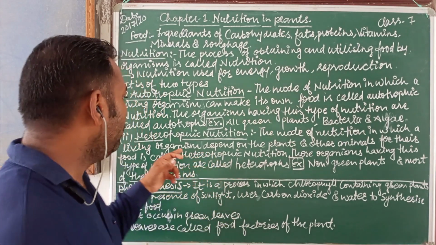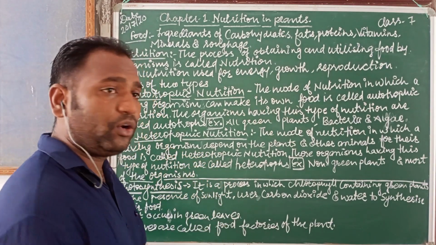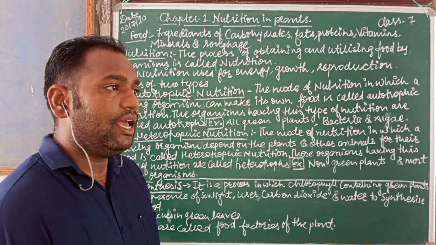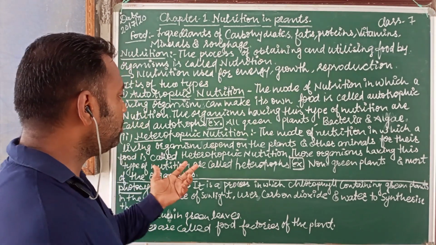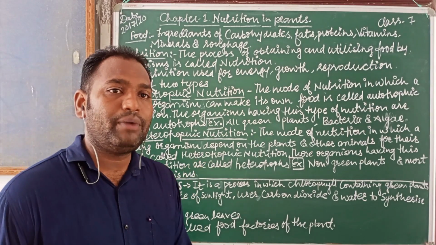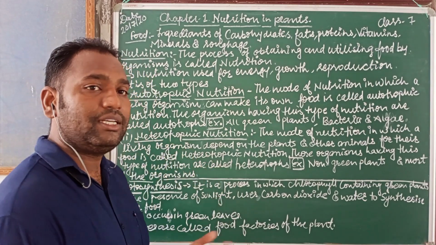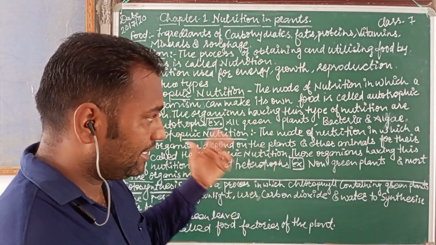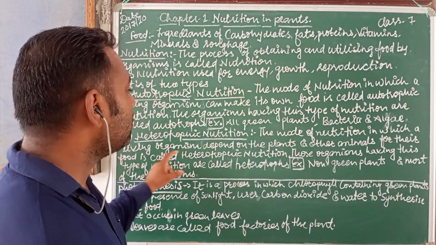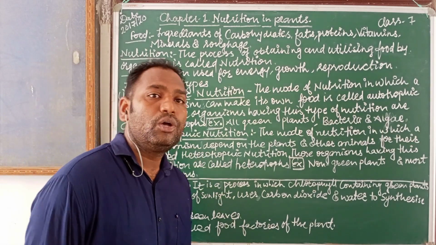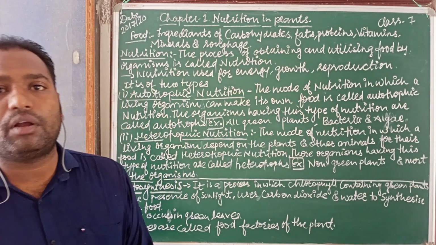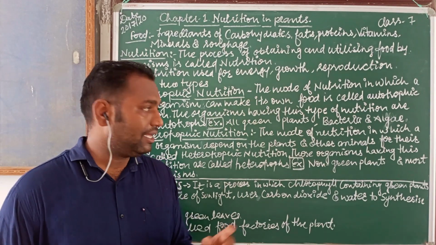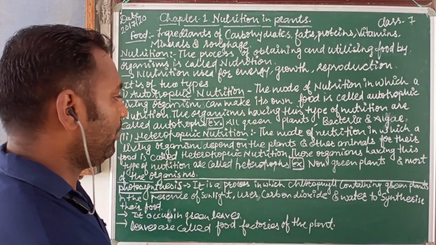Heterotrophic nutrition: hetero means others, and troph means nourishment. If we are depending on others for food, then we are in this category. It is the mode of nutrition in which living organisms depend on plants and other animals for their food. That is known as heterotrophic nutrition.